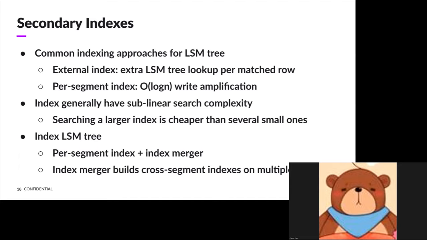Another problem with per segment index is that there can be a large number of segments and we need to scan each of its index. Because index generally has sublinear search complexity, searching a larger index is cheaper than searching several small ones. So we extend the per segment index and have an index module that builds the index LSM tree. The background index module periodically builds cross segment indexes on multiple segments. This does come with additional O(log N) write amplification, but we've still found it to be favorable.